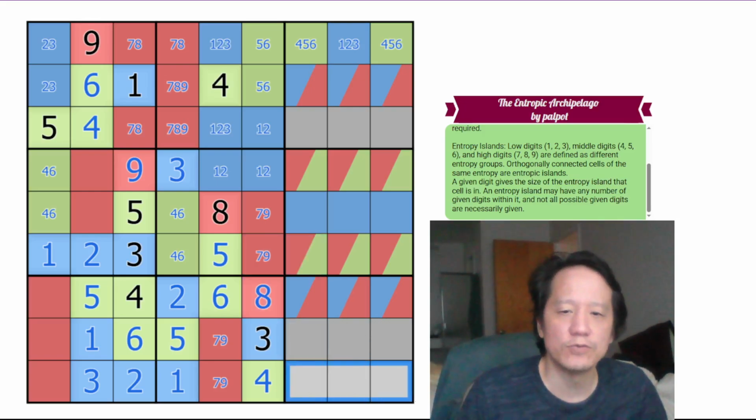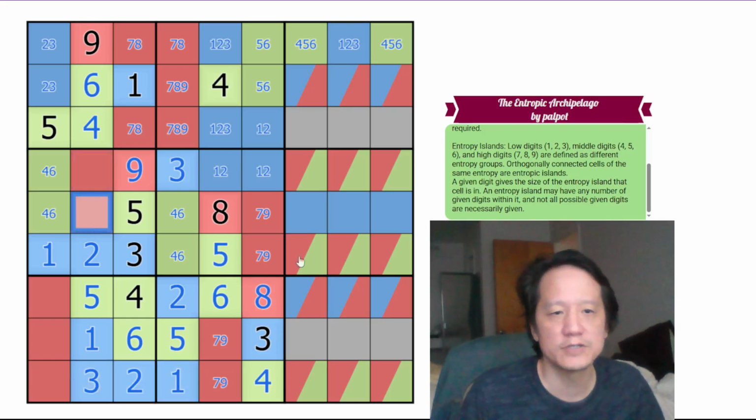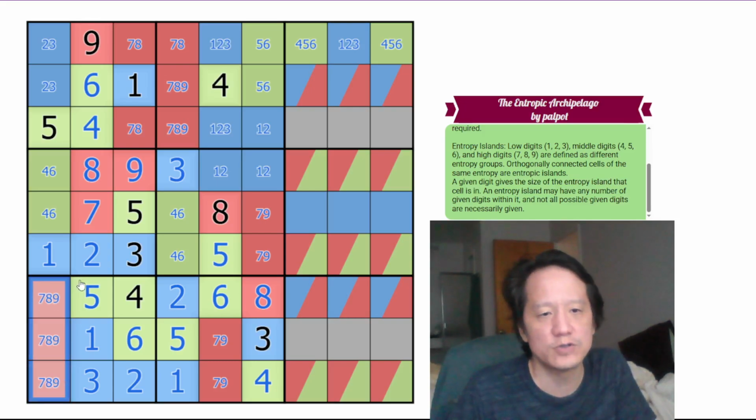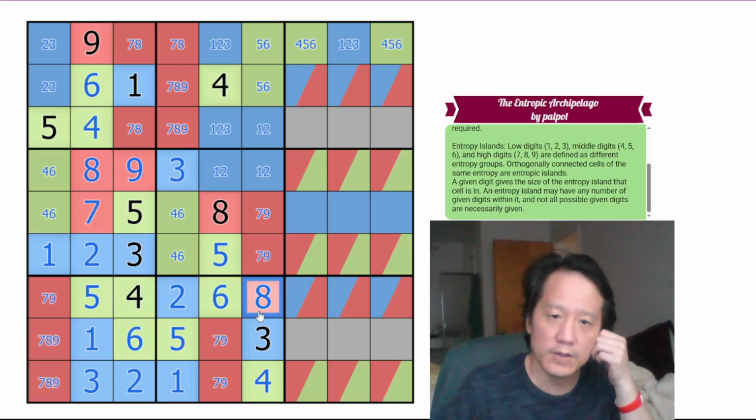The rest of row 9 is not low. It's medium and high because we have 3 lows in that row. This is a 7-8 pair. This cannot be 8 because of the 8 in the row. So this is 7. This is 8. This is a 7-8-9 triplet. This can't be 8 though.